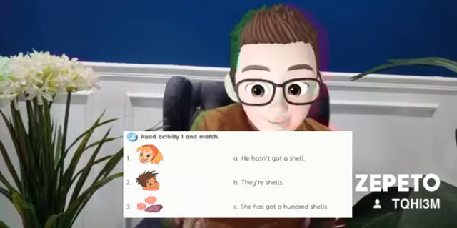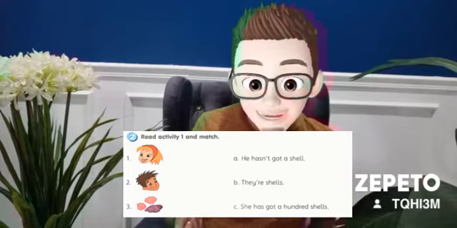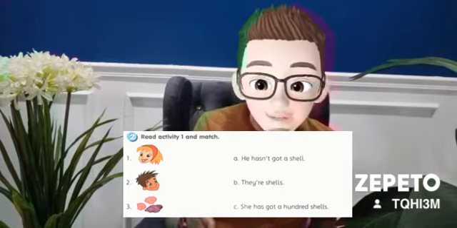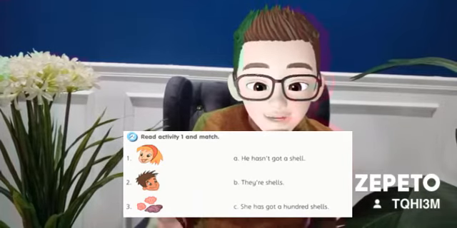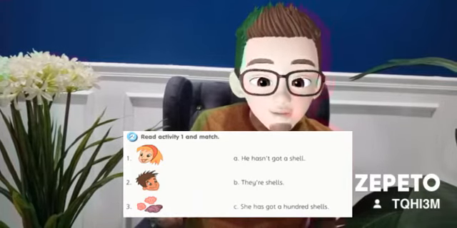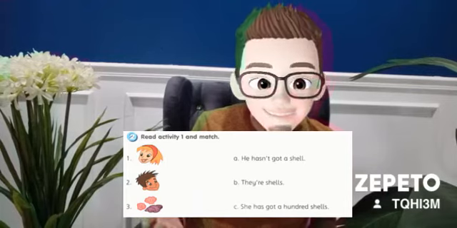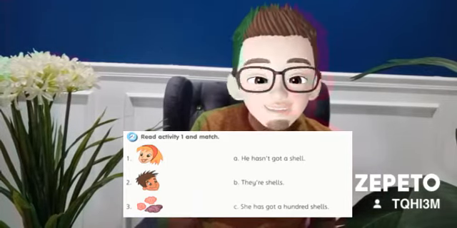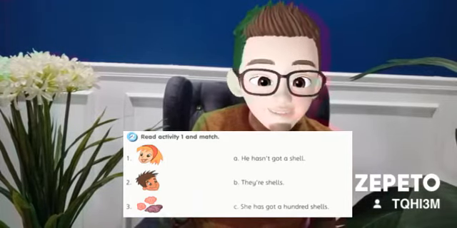And number 2, who is that? Greg, right? So which is the answer? A, B, C. And the last one, number 3, what picture is that? Okay, so tell me, which is the answer? A, B, or C?